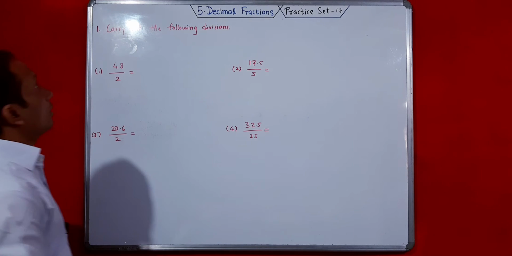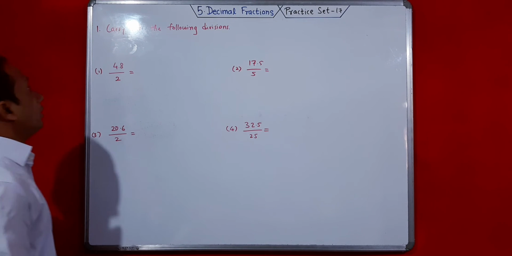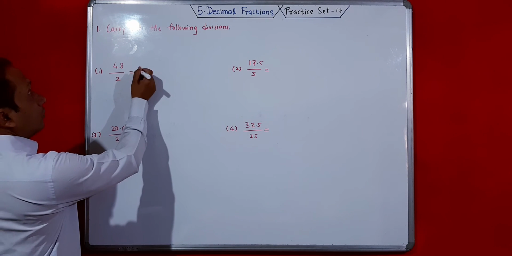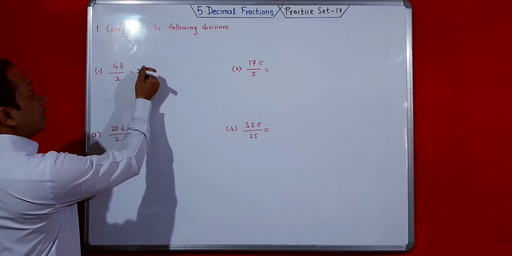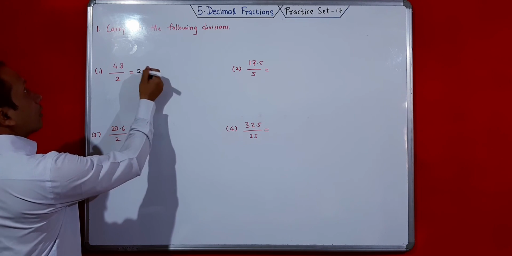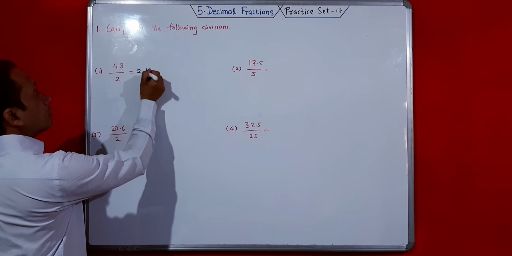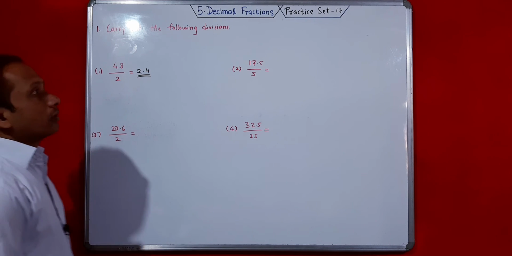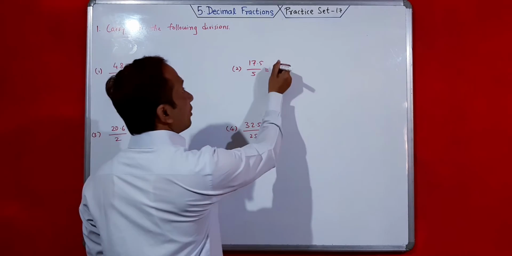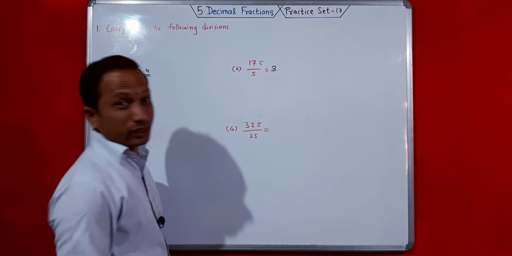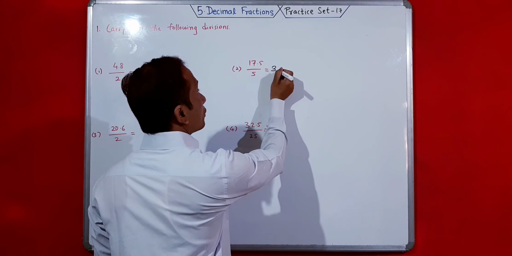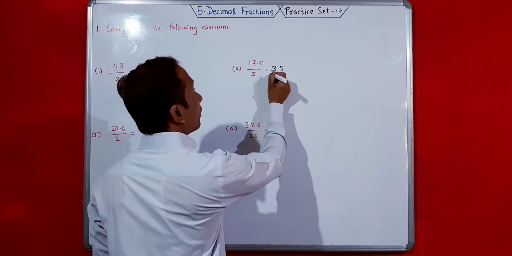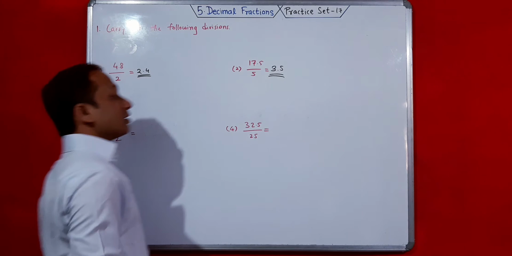Question number 1, carry out the following divisions. 4.8 upon 2. If I divide, 2 4s are 8, 2 4s are 8. So this is your solution for the first. 5 3s are 15, 2 is remaining, and I have taken the point, so it is 25, 5 5s are 25. So this is the second.